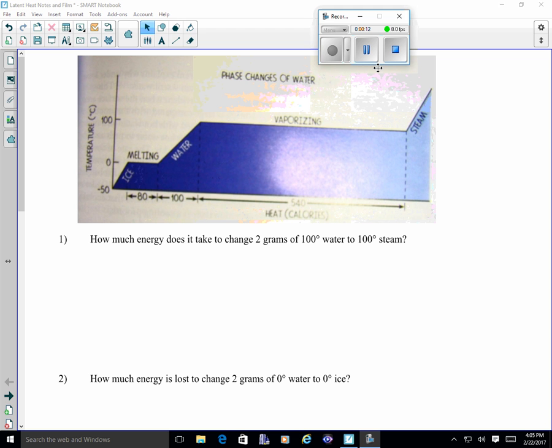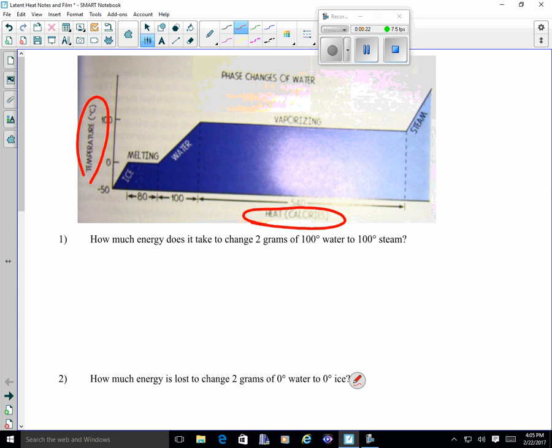I want to talk about this first one here. If you just look at this chart, you have temperature on the side. You have the amount of heat that you're going to add down here on the bottom. And I know it's a little bit hard to read, but if you look at number one, it says how much energy does it take to take 2 grams of 100-degree water to 100-degree steam.